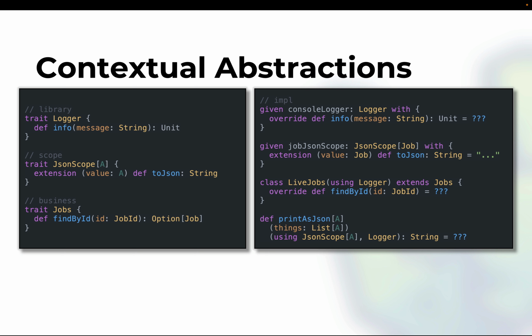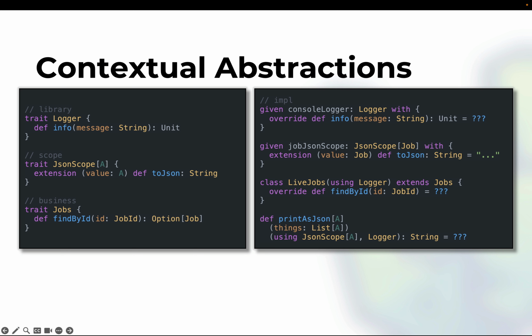The job JSON scope is, again, a JSON scope instance where we override the toJSON extension method, and so on and so forth. And the class LiveJobs, look at this particular definition. The class LiveJobs can only be instantiated if you are able to grant the presence of a logger instance wherever the LiveJobs needs to be instantiated. So in the scope where the LiveJobs needs to be instantiated, you must have a logger given instance, which the compiler will pass automatically. And likewise, with the print as JSON, we say we are using JSON scope A and logger. This is a replacement for the context parameters in Kotlin.